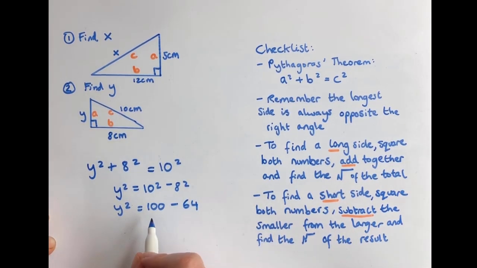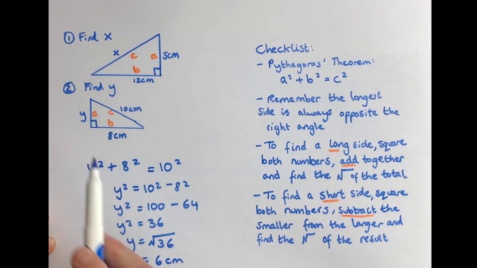Remember, we're going to subtract the smallest from the largest. That's going to equal 36. Then we're going to do the inverse to find y. So the inverse of squaring is to square root, and the square root of 36 equals 6 centimetres. So then I found y.